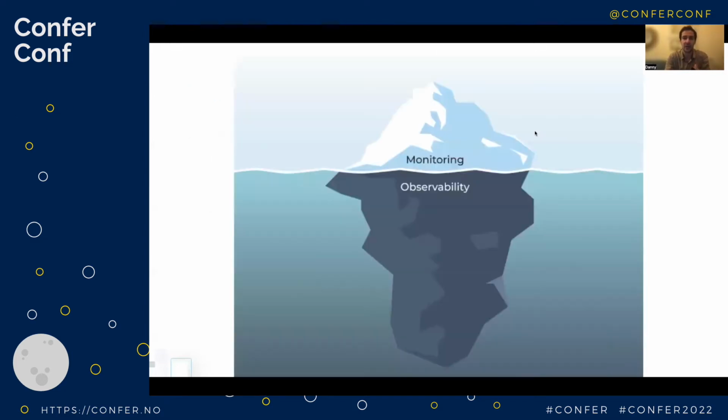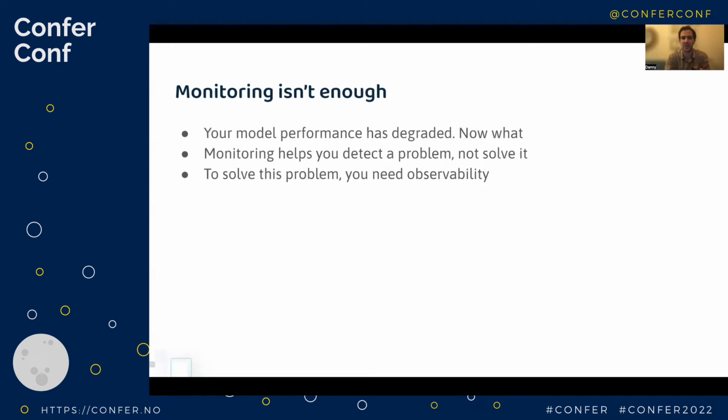But today we're going to go a step further than monitoring, and we're going under the proverbial iceberg and see how observability is complementary to monitoring. So first, we need to understand where monitoring falls short. With monitoring, you can know that your machine learning model's performance has degraded, but you don't necessarily know what to do about it. Now what? Monitoring helps you detect a problem, but it doesn't tell you where the problem is originating from, so it doesn't help you solve the problem. In order to actually solve a problem, you need observability.